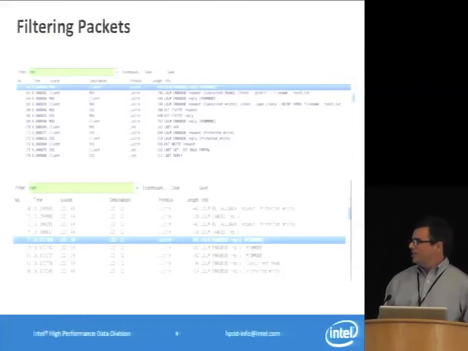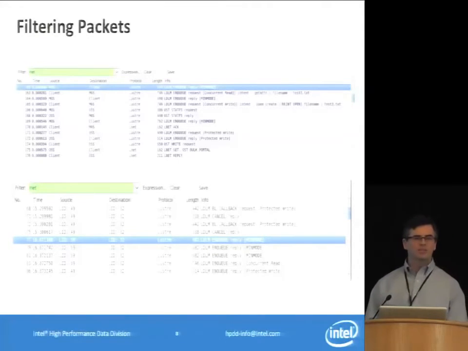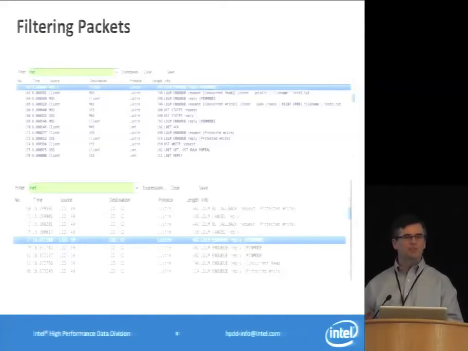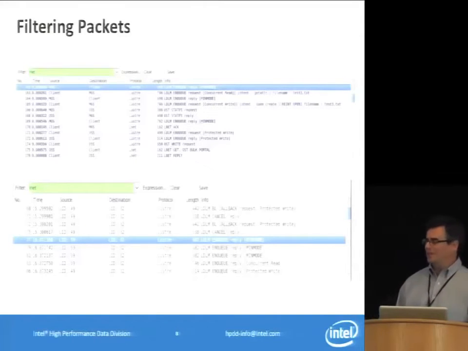The filter field is a sort of interesting field in that as you're typing, it turns red until it understands what you've typed, and then it turns green. So it kind of tells you up front whether you're making spelling mistakes or not.